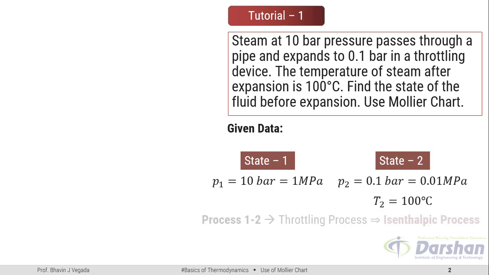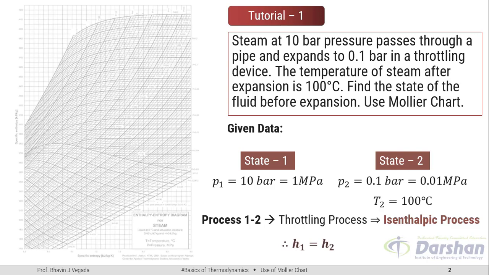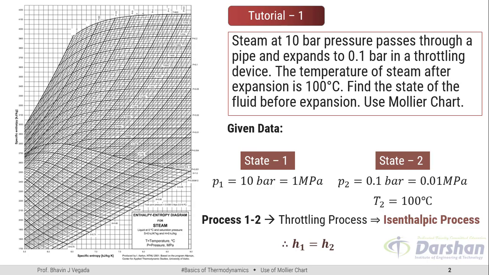We know that this throttling process is an isenthalpic process and enthalpy will remain constant. Therefore, H1 is equal to H2. Now let us consider this h-s diagram or Mollier diagram. Here on this Mollier diagram, we want to mark state 1 and state 2.